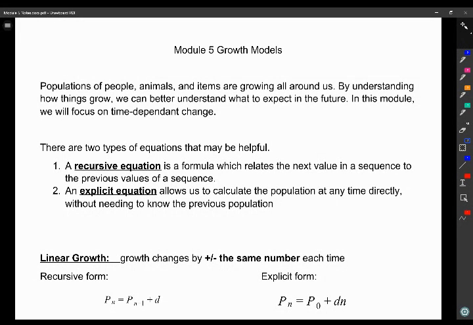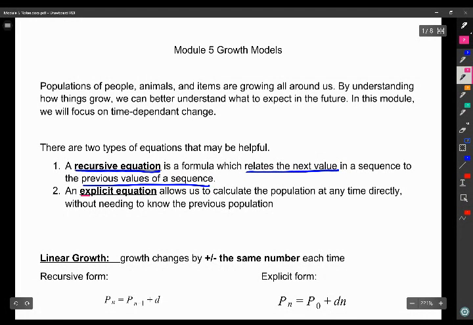And they've used this with COVID and the numbers and how many people they think will be infected and how many people are going to die from it, and all of those things. There's two types of equations that we can use that might help us find those pieces of information. So the first one is a recursive equation. And if you think back to secondary 1, a recursive equation is one where you have to know the previous value in the sequence in order to find the next value. So this one relates the next value to the previous value, and that's recursive.